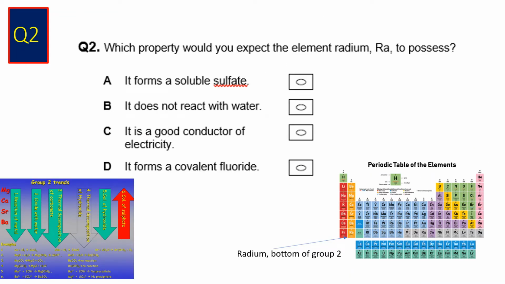Question 2, which property would you expect the element radium to possess? And radium is a group 2 metal, so we'd expect it to be a good conductor of electricity.